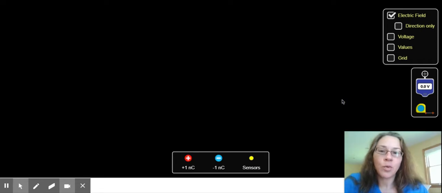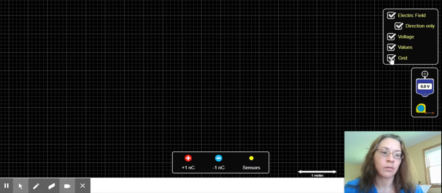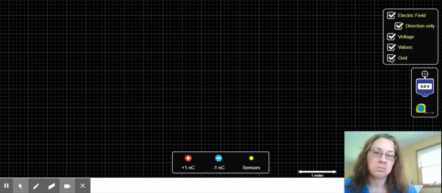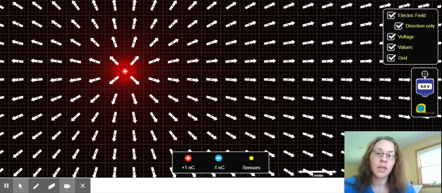Hey guys, we are looking at charges and fields. It's a simulation through PhET.colorado.edu. And the first thing you need to do is select all these values on the right side. That is just to help you have labels on everything, because otherwise you don't really see that much. Then take your positive charge and place it somewhere in the field.